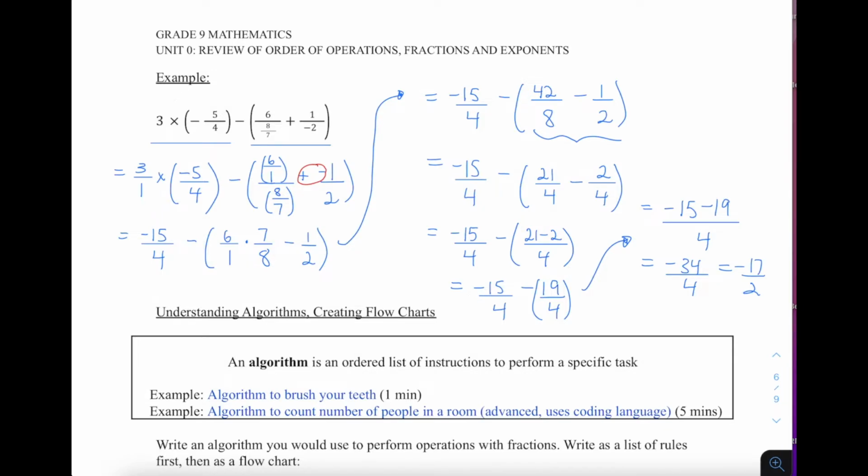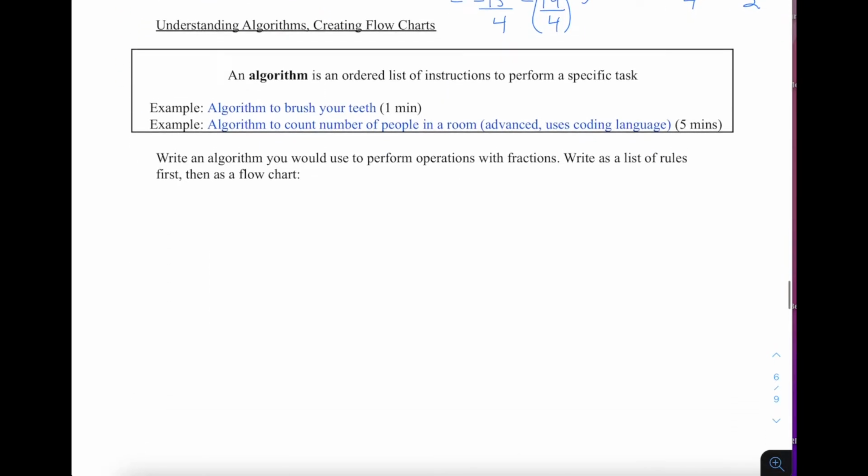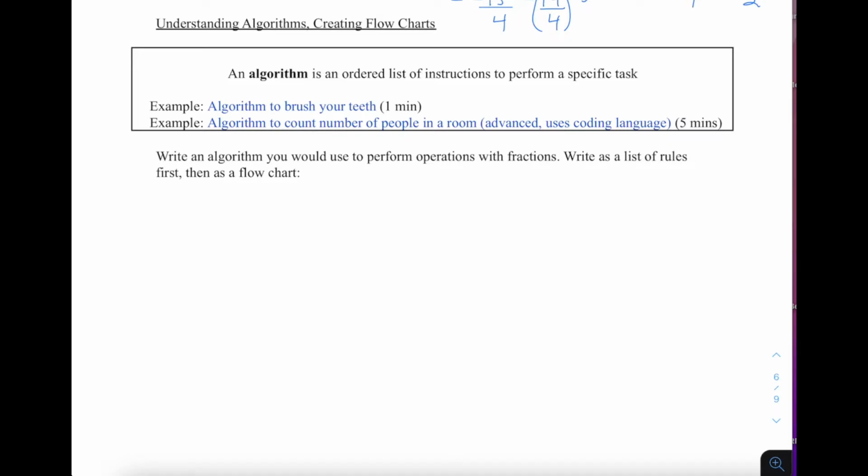So one more thing to do before I get you guys to do some examples. I would like us to write an algorithm for simplifying fractions, operations with fractions. Now, what is an algorithm? There are 2 links here that take us to videos. I'm not going to show them here, but you can watch them. I'll link them somewhere else for you to watch.